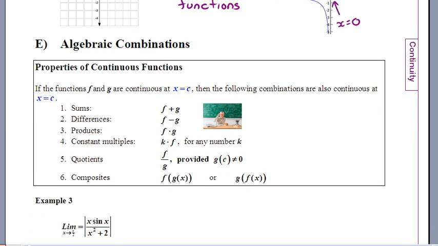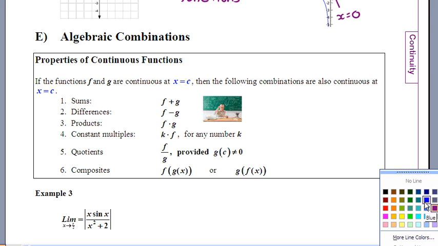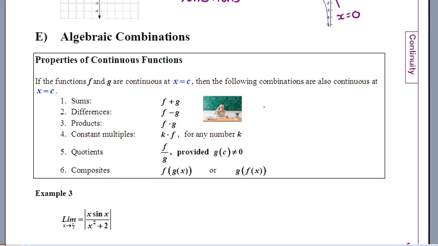Okay, combinations of functions. I've got my little old school math guy here. Here's a little rule for you. If the functions f and g are continuous at some point, x is equal to c, then if you make combinations of those functions, you're going to find that they're also continuous at x is equal to c. You can add things that are continuous. You can subtract things that are continuous, multiply them by constants, divide, as long as it's not division by 0. All of those things you can do, even making functions inside functions, they're going to be still creating a continuous picture.